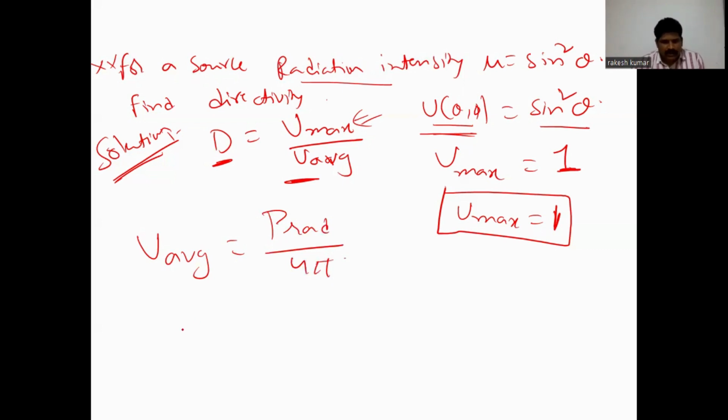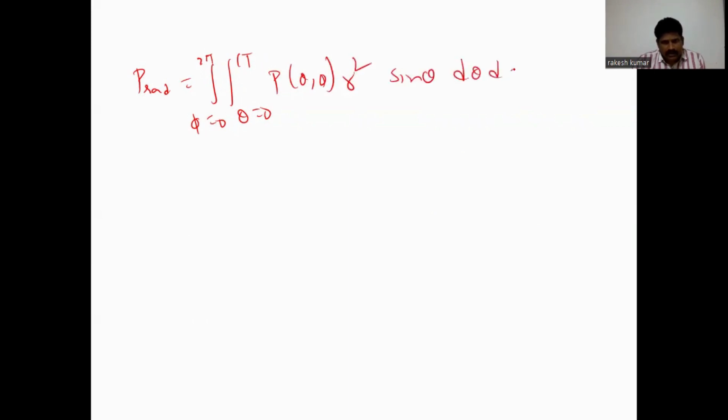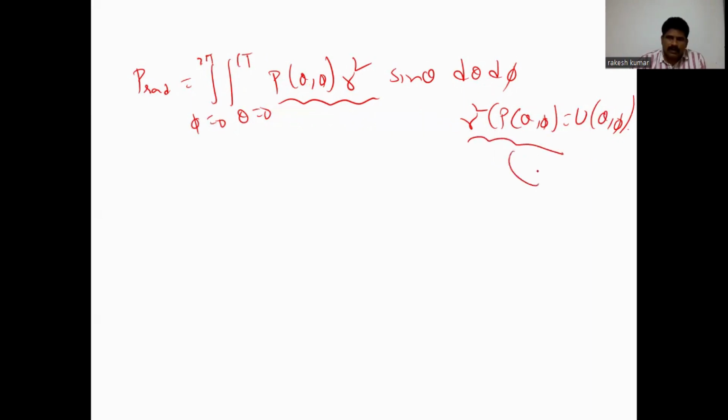So what is the expression for P radiated? P radiated is equal to the double integral, phi from 0 to 2 pi, theta from 0 to pi, of P of theta comma phi into R square sin theta d theta d phi. But R square into P of theta comma phi is nothing but U of theta comma phi. So in its place I can simply substitute sin square theta.